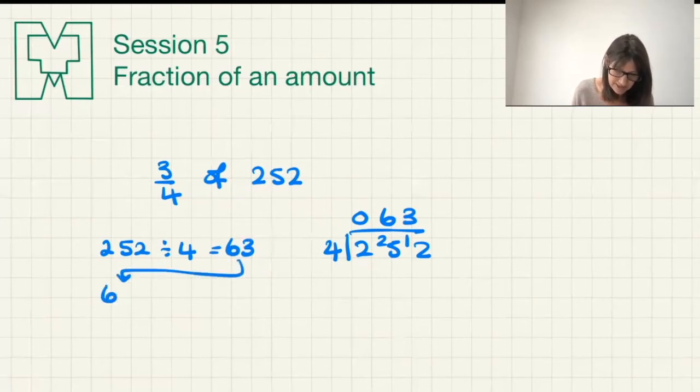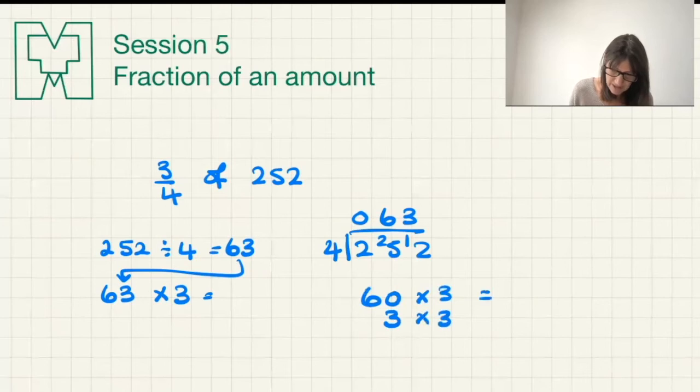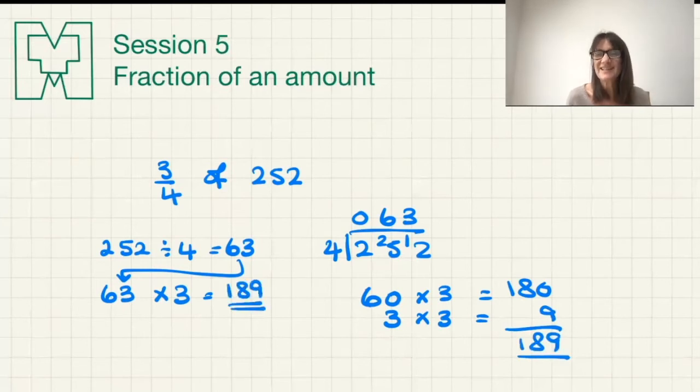I've now got 63 that I need to times by 3. So I'm going to go back to my 63, going to times both of those by 3. So 6 3s are 18, add the 0. 3 3s are 9. I can see that's 189. 189 is the answer. If you got that right, really, really well done.